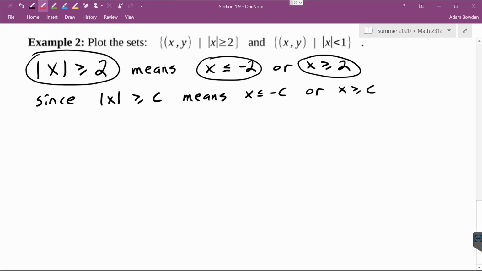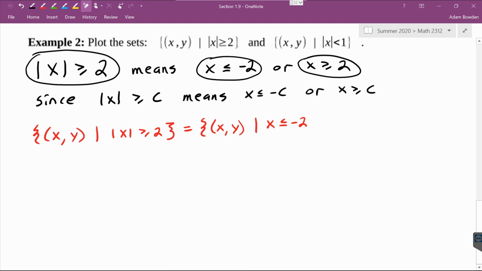So what I'm going to do here is look at this set of (x, y) such that the absolute value of x is greater than or equal to 2. And rather than this, I'll think of it as the set of coordinates (x, y) with an x less than or equal to -2 or an x greater than or equal to +2.